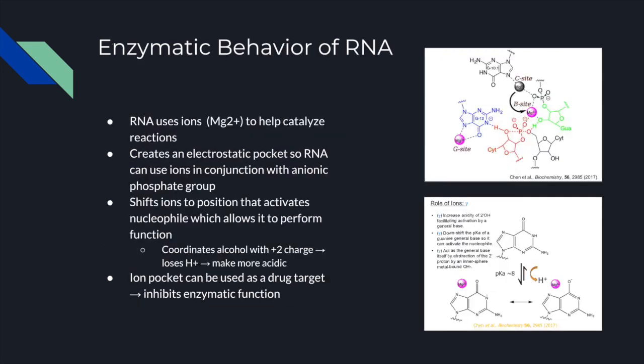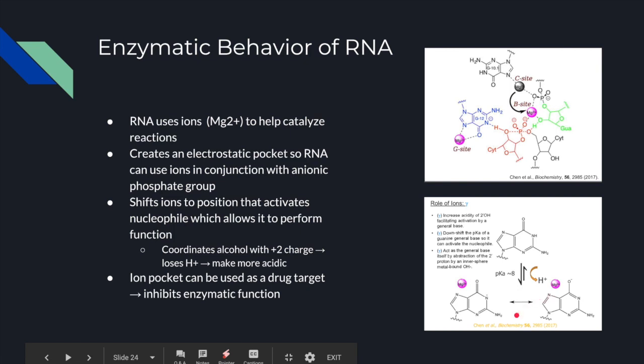As mentioned before, metal ions are used by RNA to counteract its anionic quality to help in RNA folding. RNA cannot fulfill its enzymatic responsibilities all by itself, so it utilizes ions to assist in its catalytic activity. RNA creates electrostatic pockets through its negatively charged phosphate groups to hold these positively charged ions, like magnesium. The ions shift the pockets to positions that activate the extra hydroxyl group on the RNA sugar by allowing it to release its H+ ion, making it more acidic. This allows the RNA to perform its function.